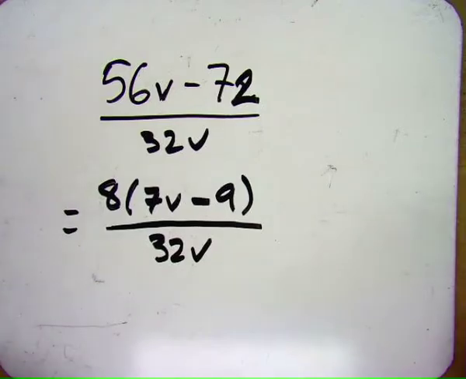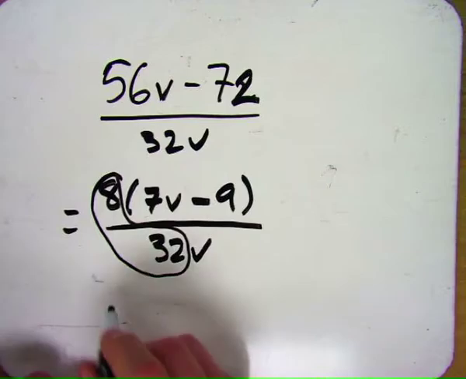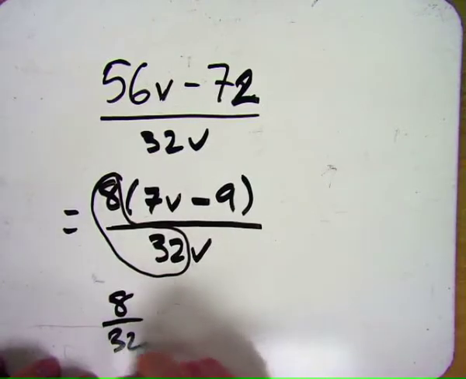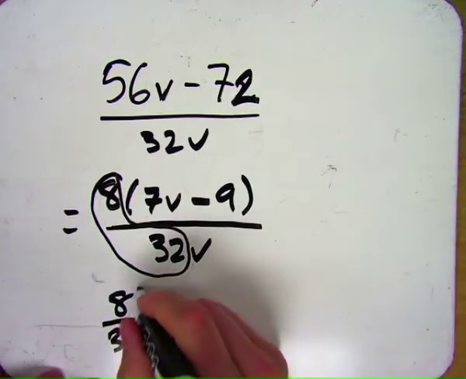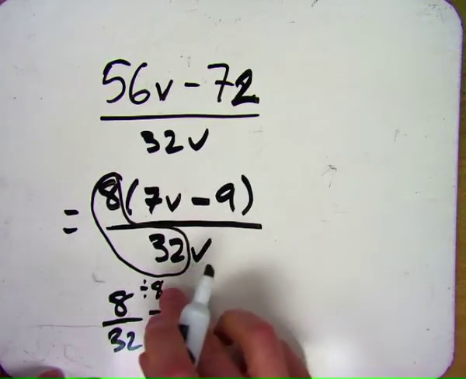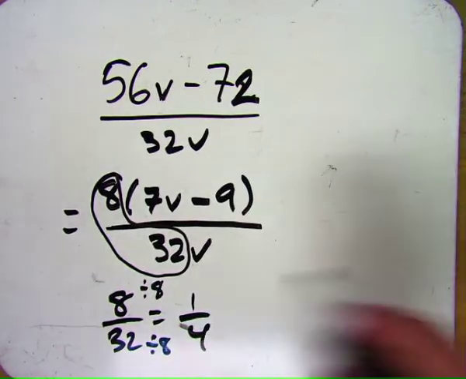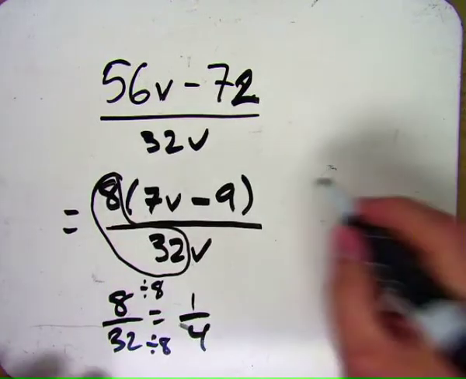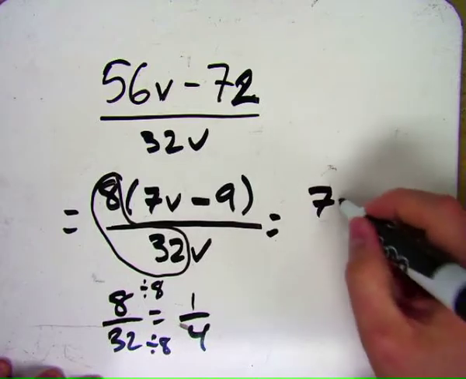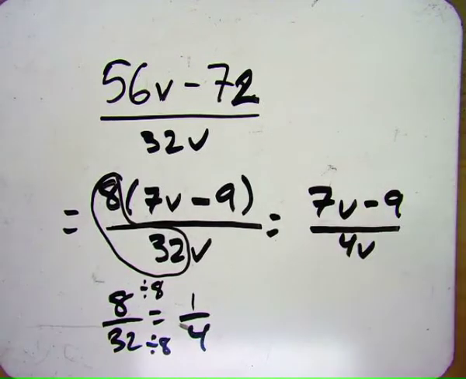Now 32v will stay down there. When I factor things out like this, I'm going to focus on 8 over 32. 8 over 32 is the same as, I'm going to divide by 8, so that would be 1/4. So if I wanted to, I could put a 1 out front, but I don't have to. So I know this is going to be 7v minus 9 all over 4v.